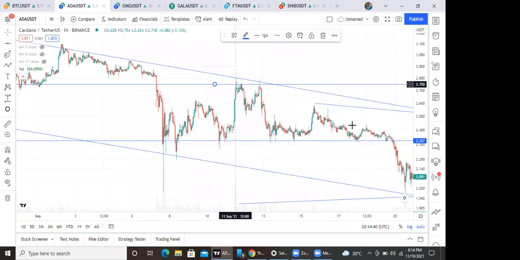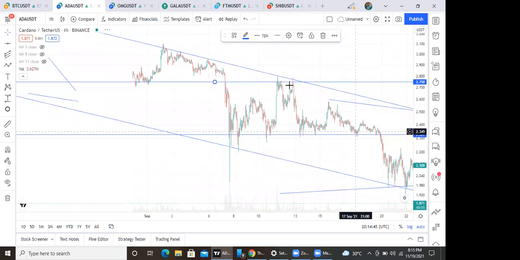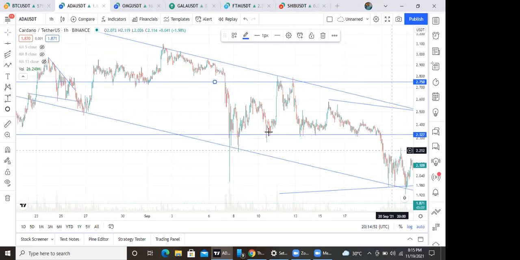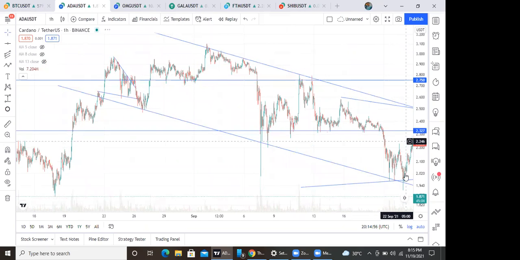All right, this could be another example. When you look at this, you can see at least 2 touch points, and see a touch point, a touch point, a touch point, a touch point. And after the breakout, there was a great impulse downward movement. All right.